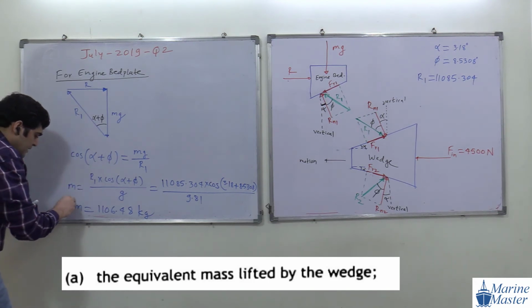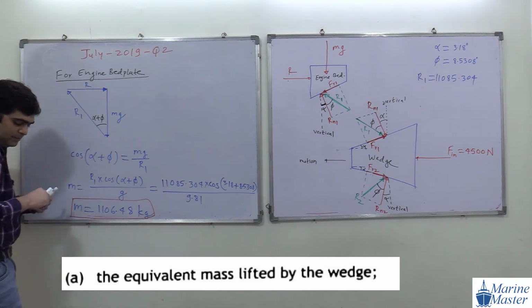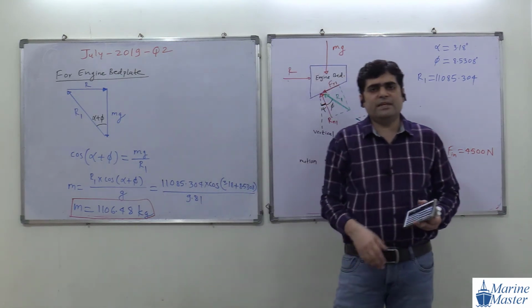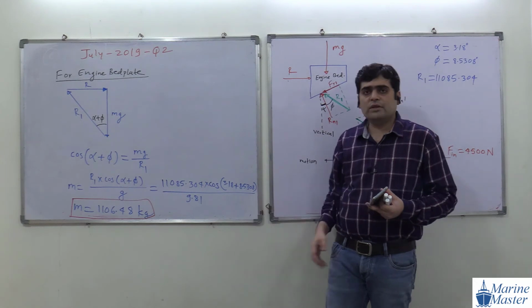In part A answer, what are they asking us? They are asking us mass M. So please everyone, write down all these things. Okay, very simple scenario, guys. Please everyone write down all these things.